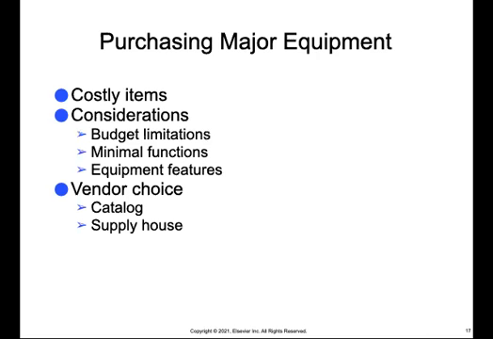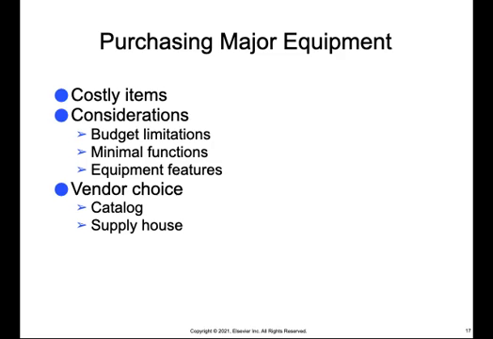The purchasing of major equipment is time-consuming and involves large sums of money. The cost of a dental chair, for example, ranges from anywhere between $5,000 to $20,000. So when new equipment is needed, several factors must be considered. One of these factors has to do with budget limitations. So how much money does the office have to spend, or how much do they want to spend on this type of equipment? What minimal functions does the office need this certain equipment to have? And what equipment features do they need it to have?